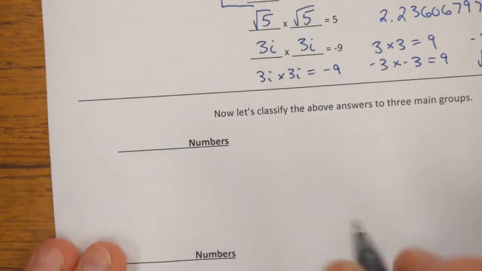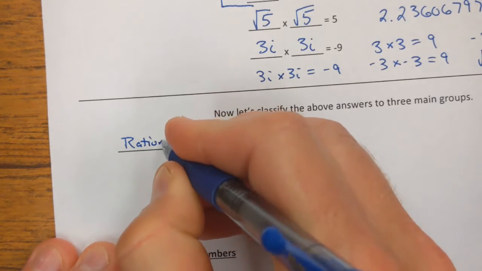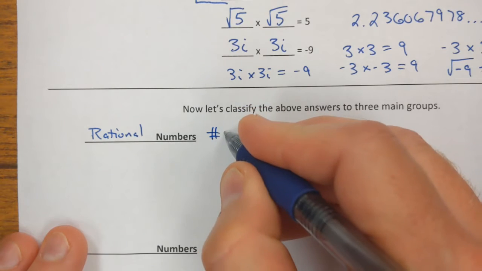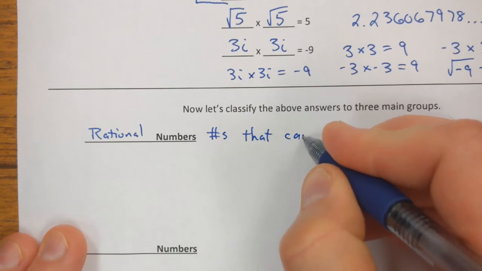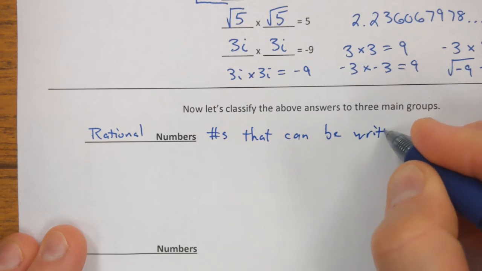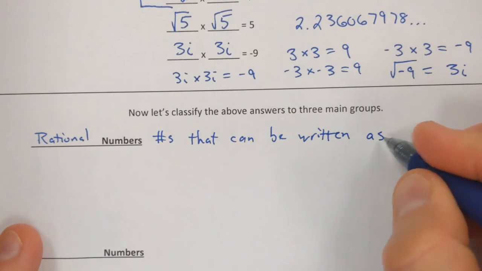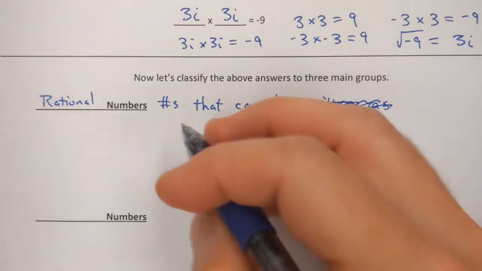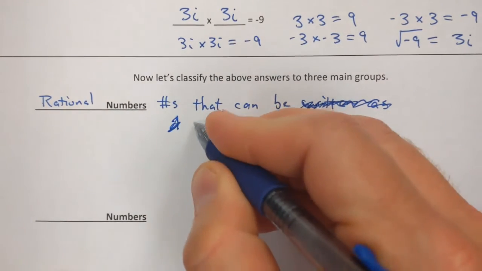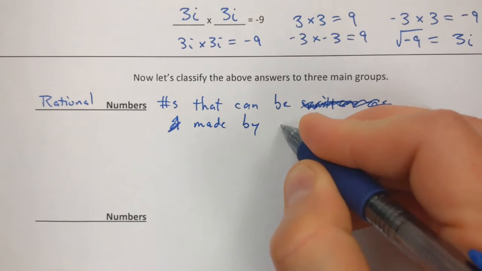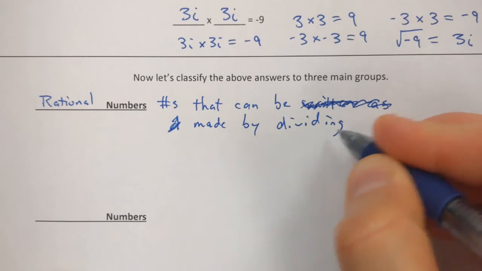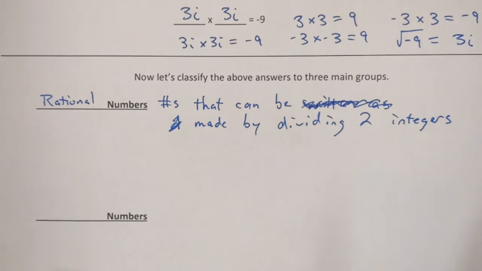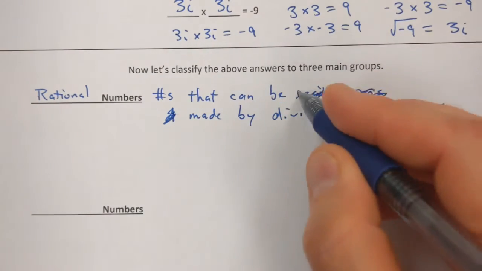Okay? And going down to our list here, the rational numbers, the technical definition. These are numbers that can be made by dividing two integers. And here's kind of the little subgroups that this breaks down to.